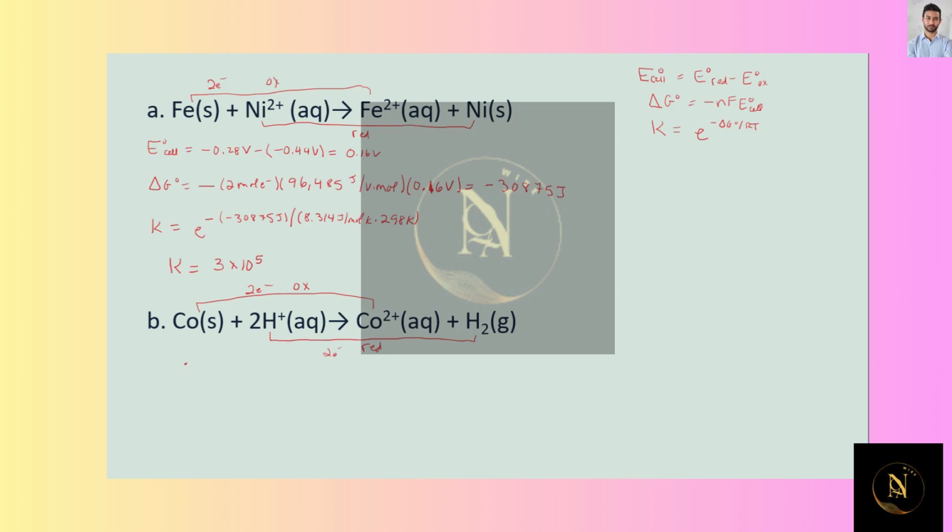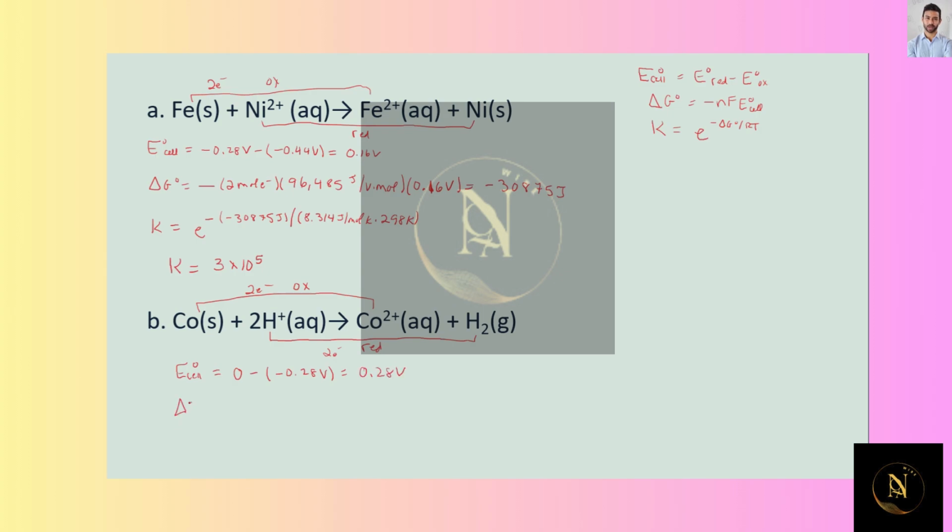So again, I'm going to start by finding E cell. E cell will be the potential for the reduction, which is the hydrogen. Remember, the reduction potential for hydrogen, since it's what everything else is compared to, is 0, minus that of the cobalt, which is negative 0.28 volts. So we get that this is going to be positive 0.28 volts.